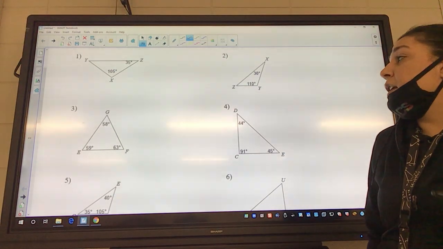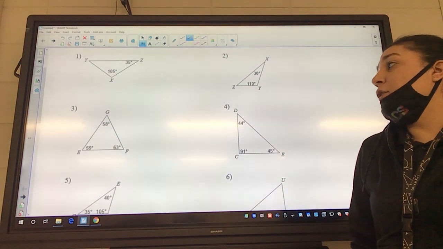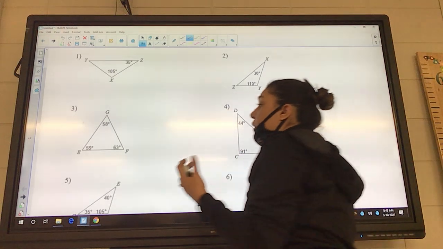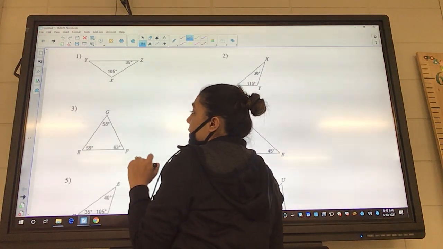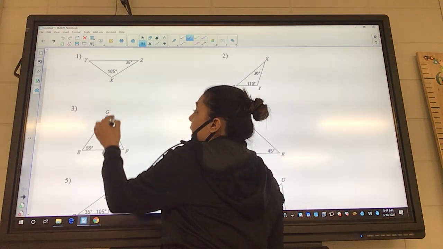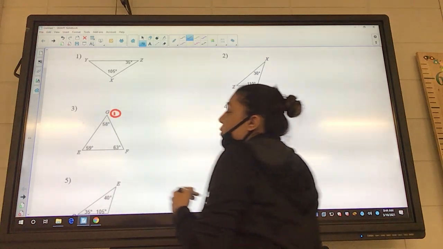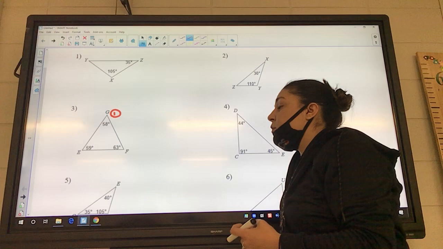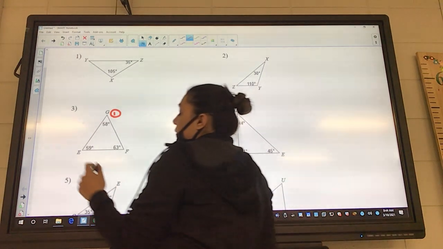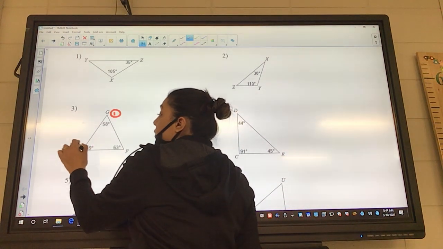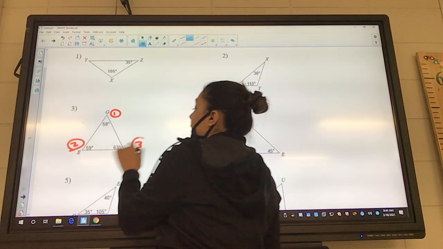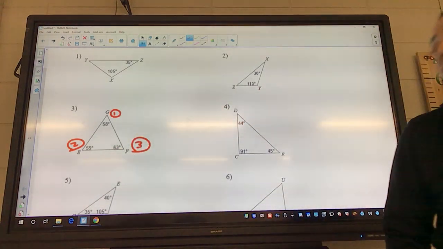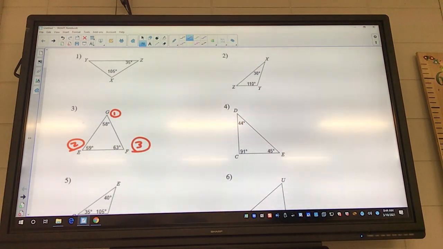You need to look at these and say, well, which angle is the smallest? Of these numbers, which one is the smallest? 58. So we could even label this 1. It's the smallest one. What's the next smallest one? E, which is 59. And then obviously our F. So we have those labeled from smallest to biggest. So far not so hard.